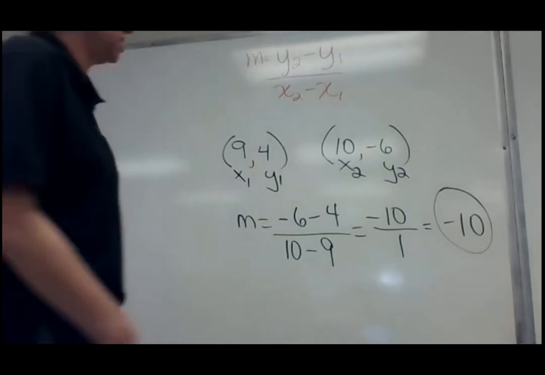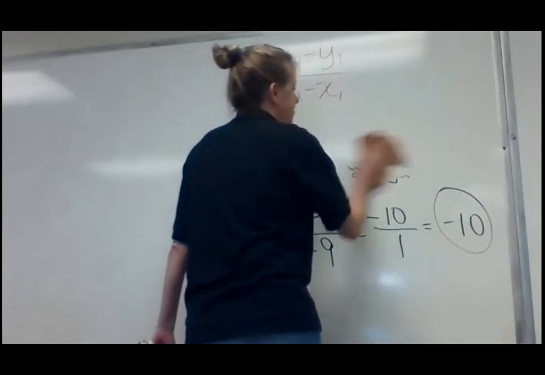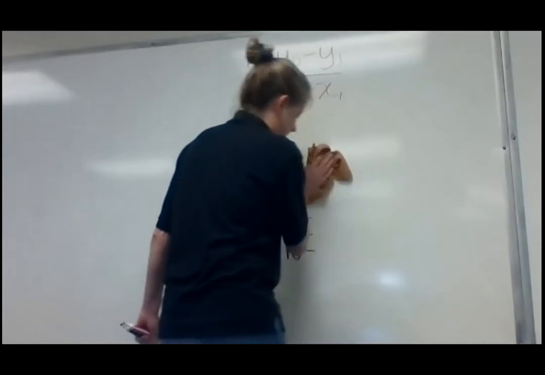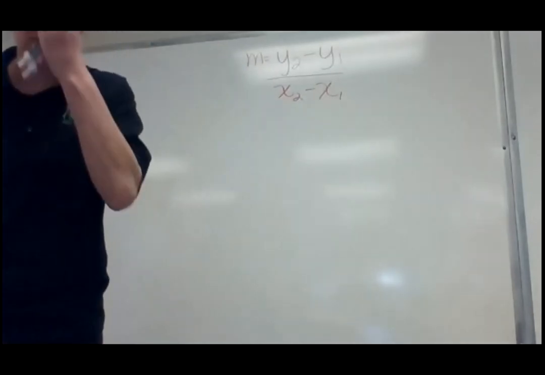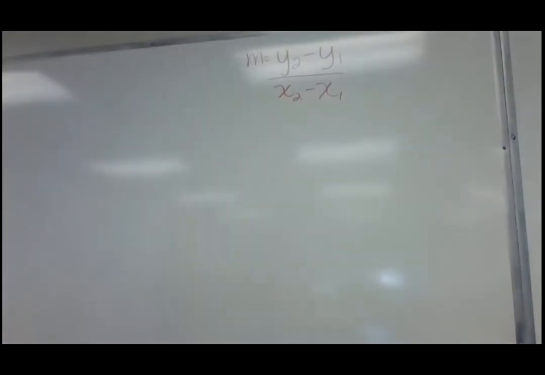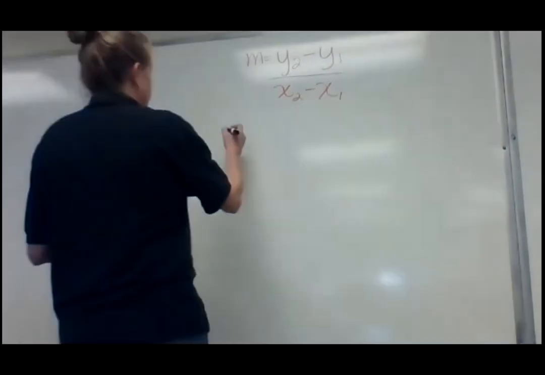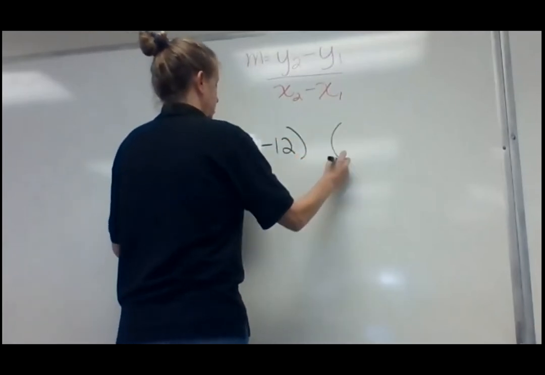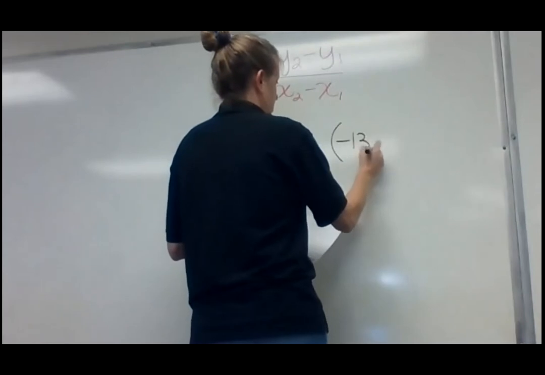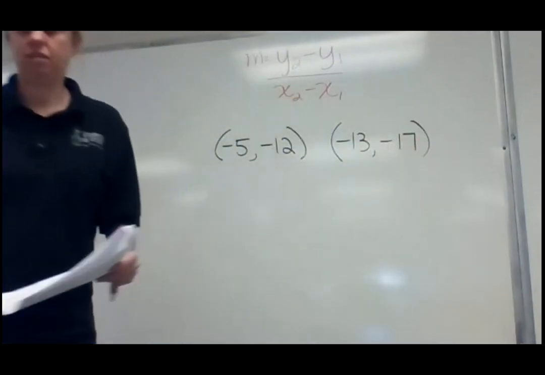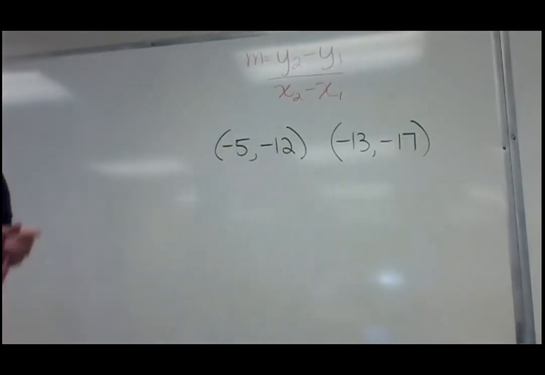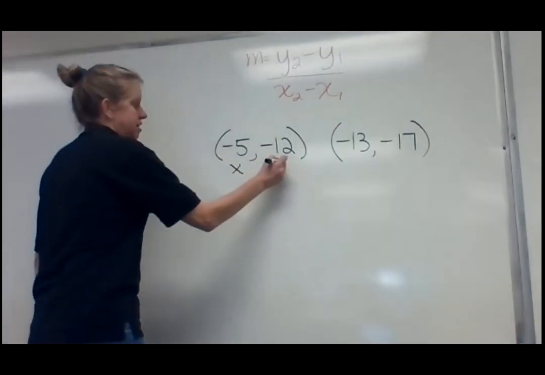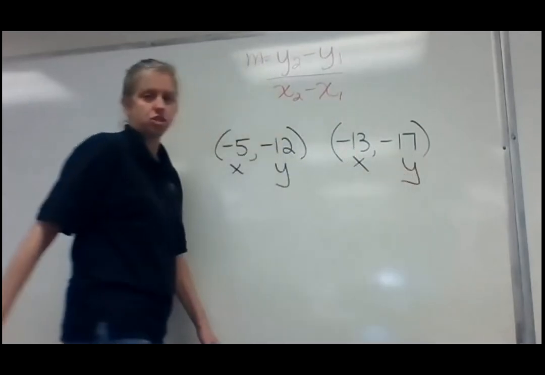Okay, now let's go back to number 7. Here is where we're going to have to really focus on our signs and our sign rules. So there's my 2 points. It wants to know the slope of this line. So let's again label everybody first on the front end.